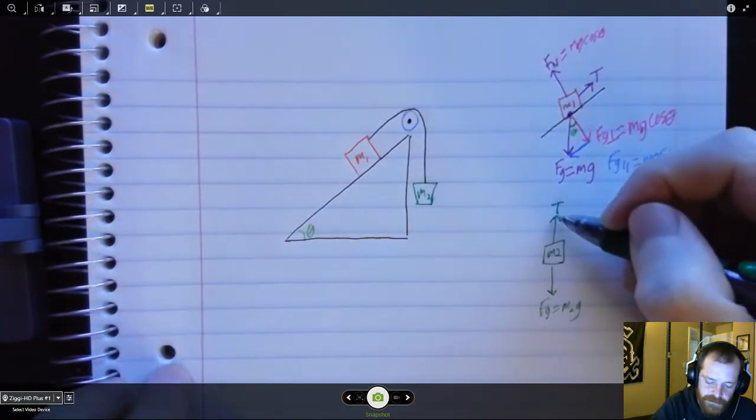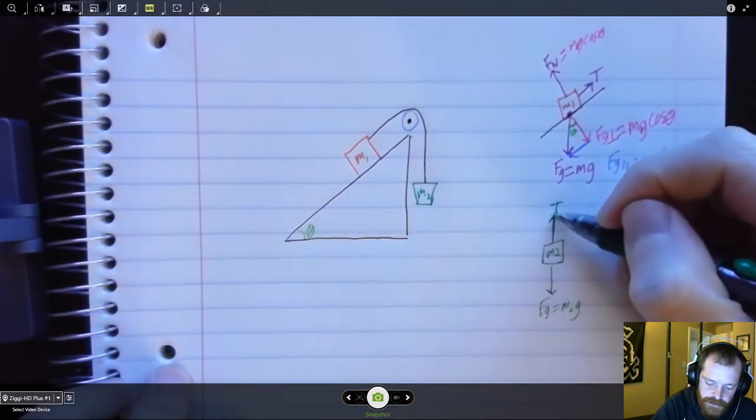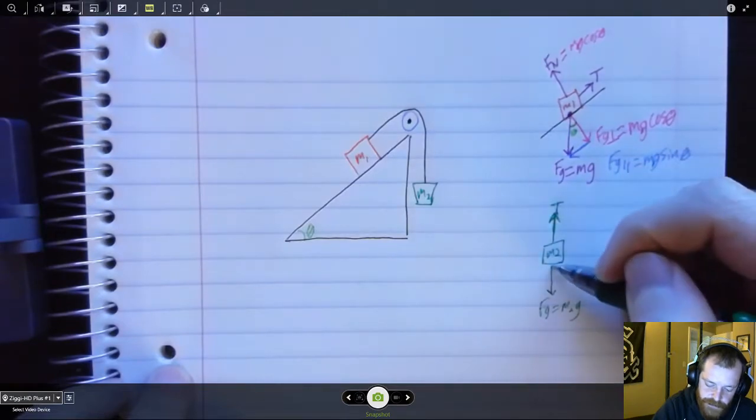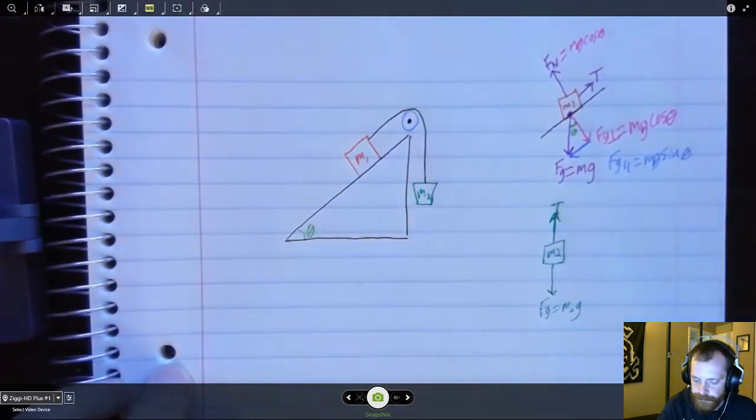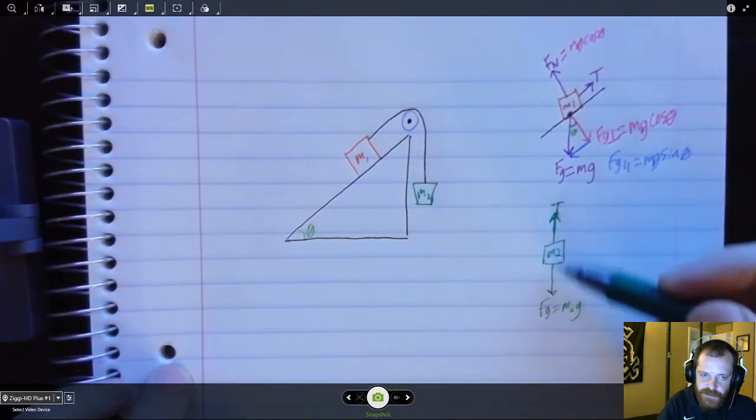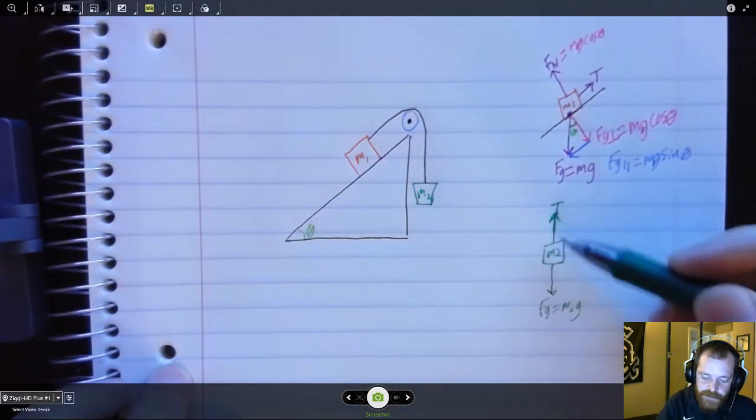I actually should have drawn this differently. I drew this a little inaccurately. I should have drawn this tension force a little bit larger than the force of gravity because this object is accelerating upwards, I believe. So technically this isn't correct. These should not be the same size. This should be bigger, but whatever, it doesn't matter too much.